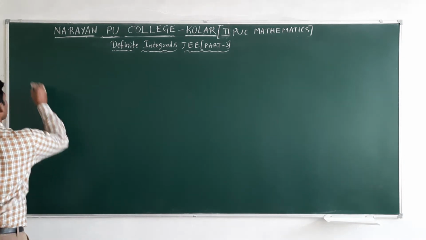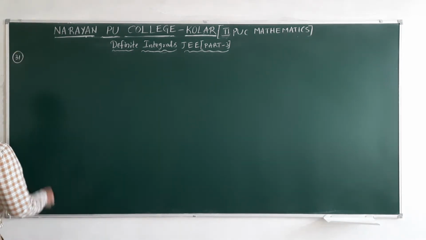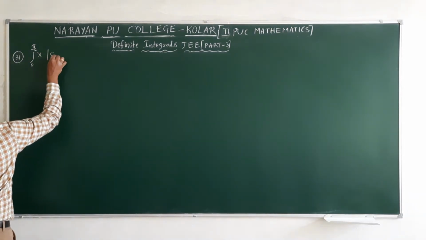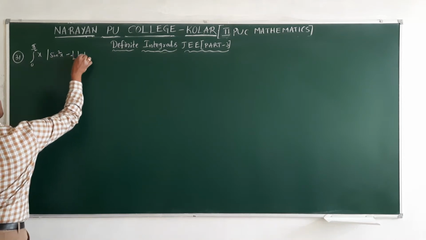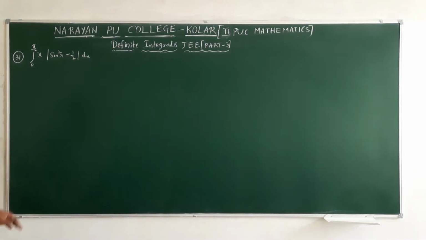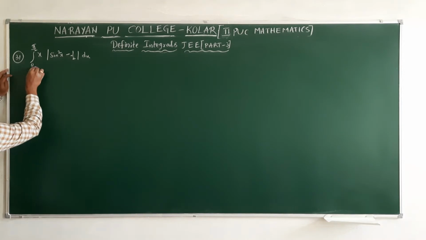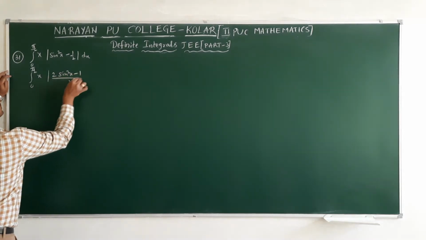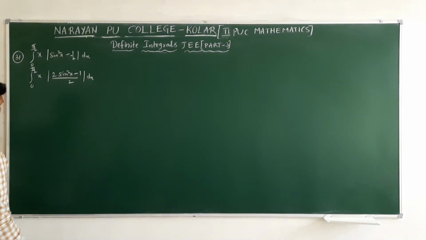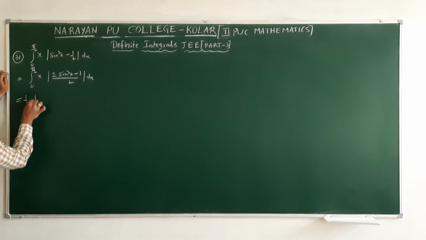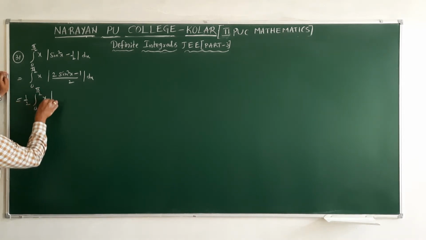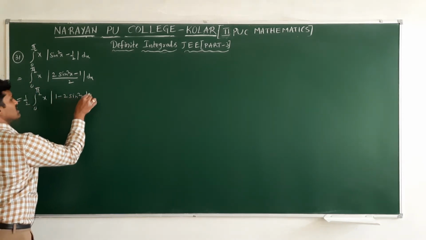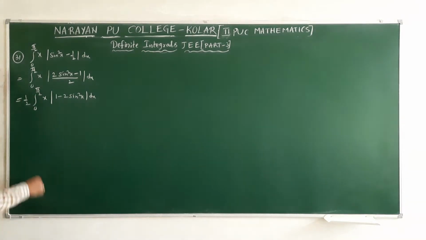Question number 31. Integral 0 to pi by 2 of x into modulus of sin square x minus 1 by 2 dx. So we need to find out the value. Integral 0 to pi by 2 x into, take LCM, modulus of 2 sin square x minus 1 by 2 dx. So 1 by 2 is common: 1 by 2 into integral 0 to pi by 2 x into, I will take minus common, or I can take the reverse also, modulus of 1 minus 2 sin square x dx. Inside the modulus, negative also becomes positive.